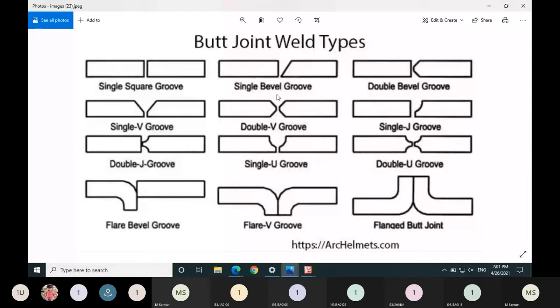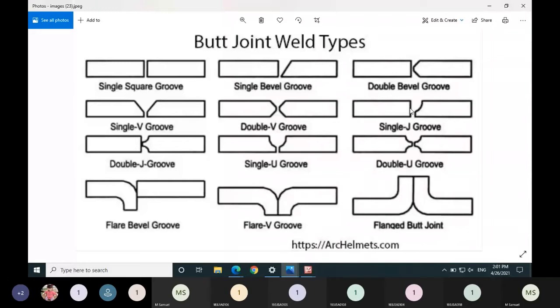And the second one, single bevel groove. The edge of one plate is perfectly vertical and the other one is inclined. So it seems like a half V, isn't it? That shape is actually called bevel. This is single bevel. The next one is double bevel. See, we have two, top and bottom. So double bevel groove. And see the fourth one here, single V groove, and the fifth one, double V groove. See the shape, examine these shapes, okay?